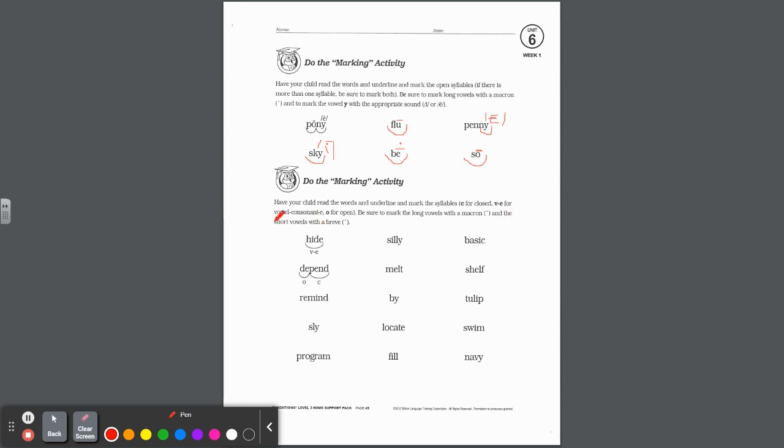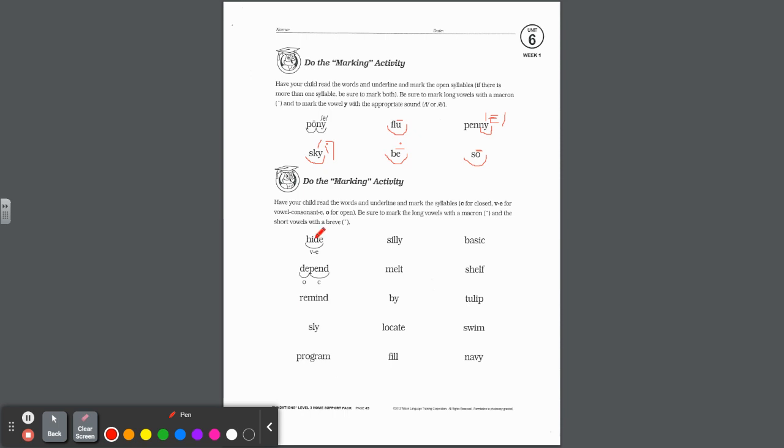Okay, now down below it says, have your child read the words and underline and mark syllables. Now here's where we do C for closed, V-E for vowel consonant E, and O for open. Be sure to mark the long vowels with a macron and the short vowels with a breve. Okay, so this is where we mark it.